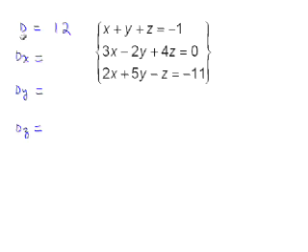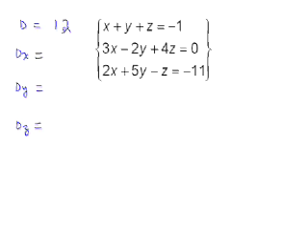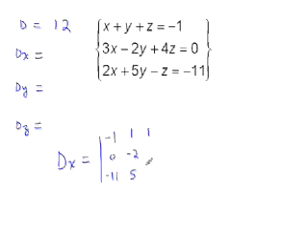Now that we've determined that determinant D is equal to 12, we will repeat that process 3 more times to figure out what D sub x, D sub y, and D sub z are. So let's work on D sub x. D sub x is the 3 by 3 determinant formed by replacing the x column, or our first column, with the constants. So we will have in column 1, negative 1, 0, negative 11. Our y column remains the same, 1, negative 2, 5, and our third column, 1, 4, and negative 1.